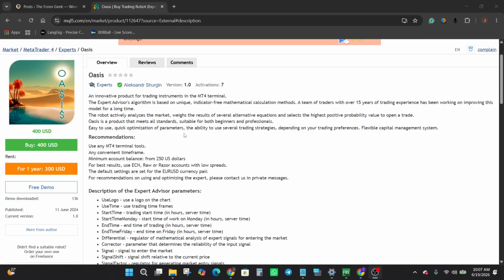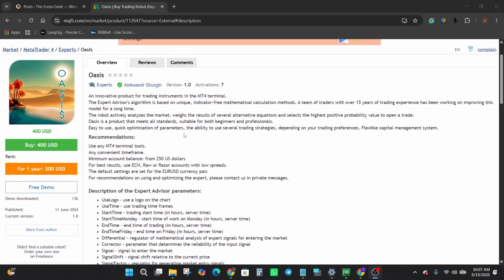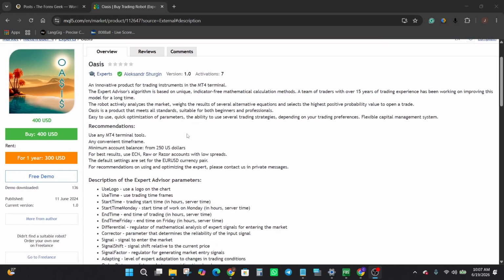One interesting point highlighted by the developer is that the EA uses indicator-free mathematical calculation methods rather than relying on traditional technical indicators. The marketplace page explains that the robot analyzes market conditions, evaluates multiple mathematical equations, and selects the highest probability scenario before opening a trade.